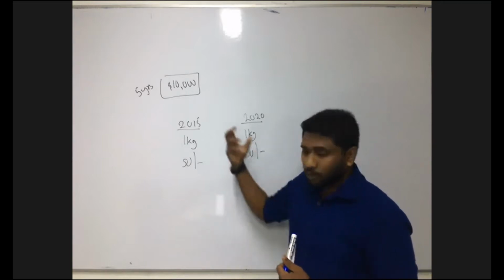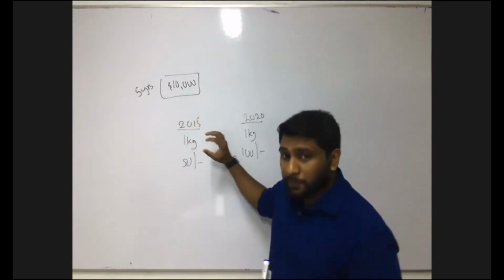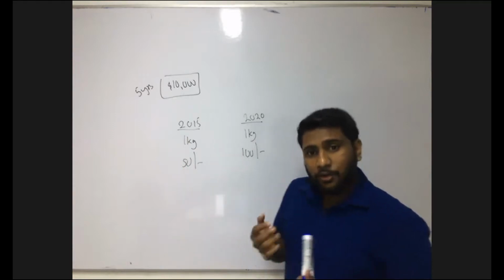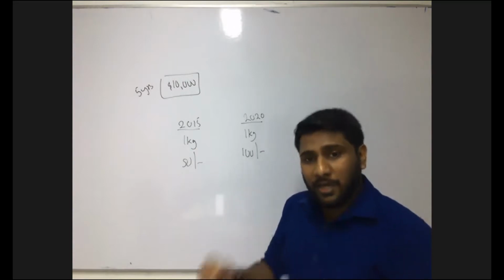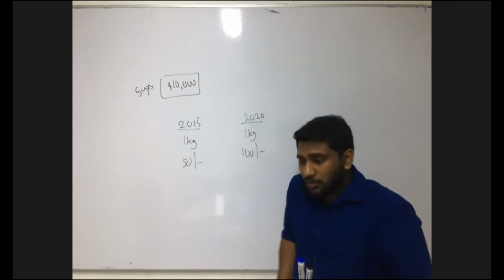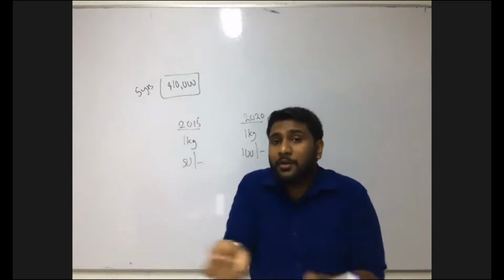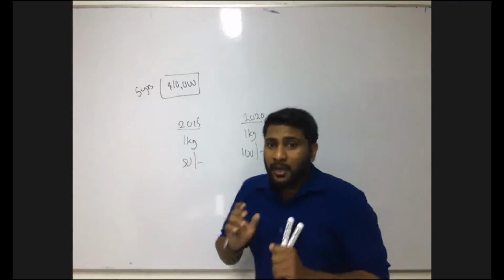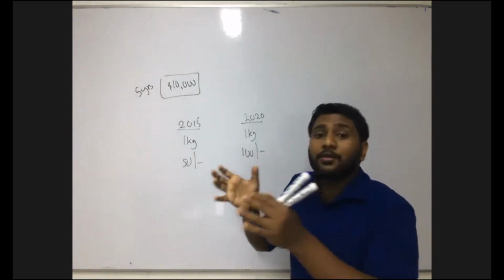Those days in year 2015, you purchased 1 kilo of sugar by paying only 50 rupees. Now today, by paying only 50 rupees, you can't purchase 1 kilo of sugar. The reason is the value of the money has decreased. By giving that 50 rupees, you can't purchase 1 kilo because the value is not enough. Then to purchase that 1 kilo, today how much do you have to give? You have to give 100 rupees.